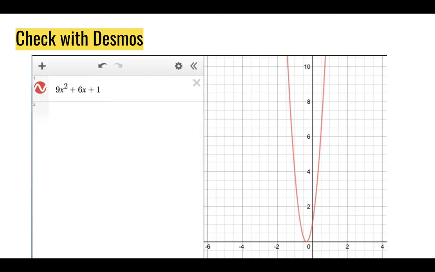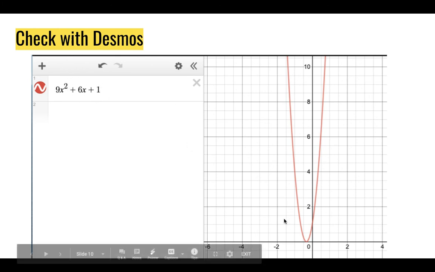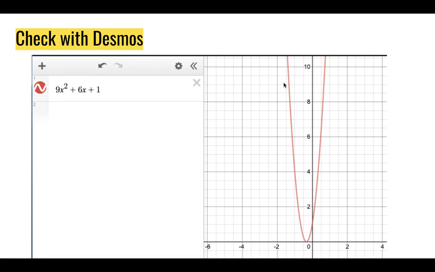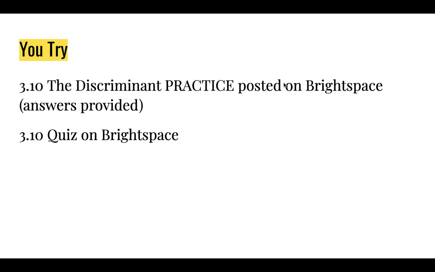If we plot this, you do need to plot the rearranged form in Desmos. You cannot plot the original equation. But once we plot the standard form equation, you'll see that it only hits the x-axis once, and so therefore there's only one solution. Okay, that's it for the lesson, and that is it for this cycle.